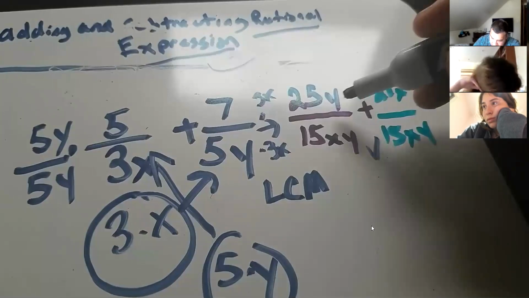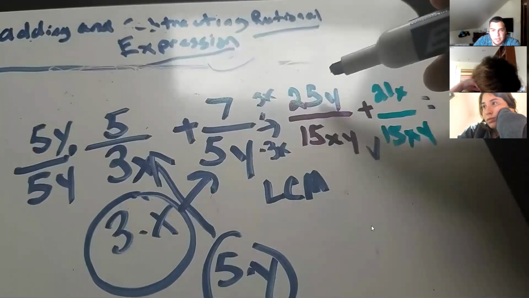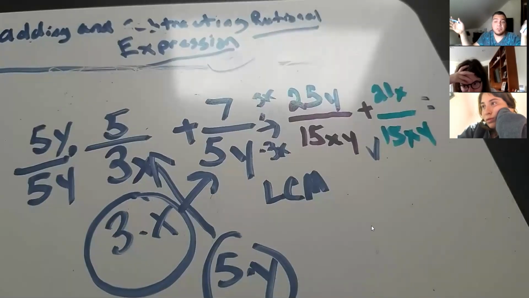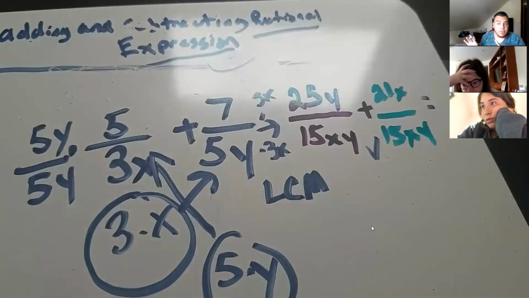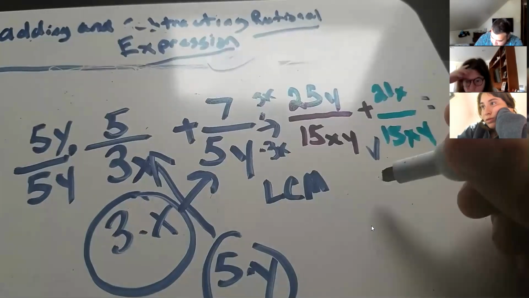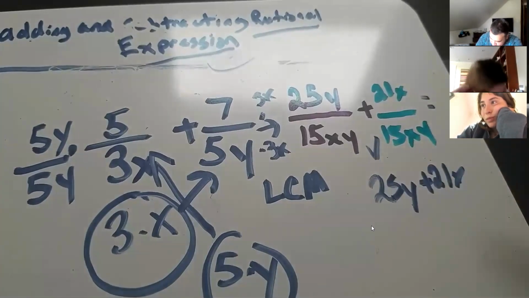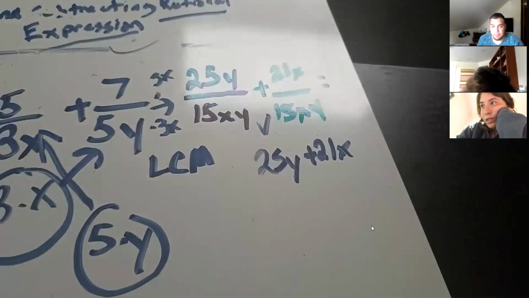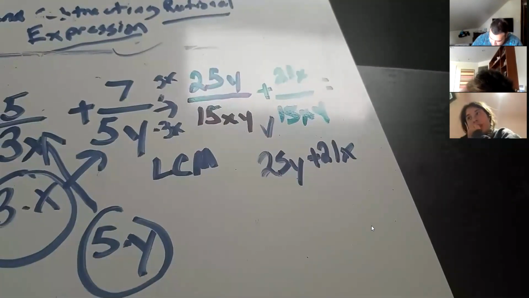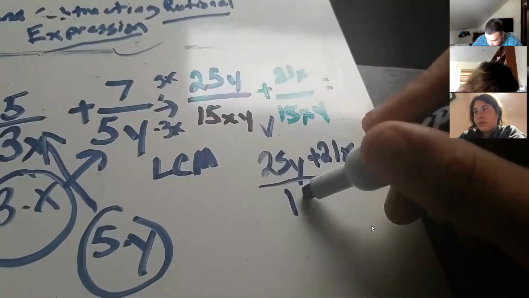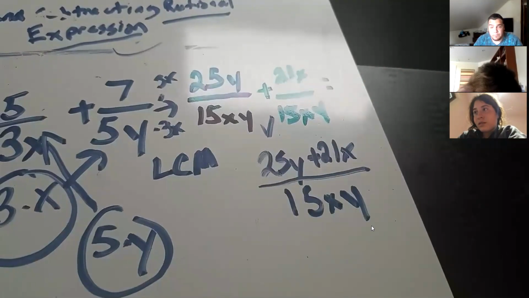Now the top, we're going to add and subtract, but one is 25y and the other one's 21x. Those are not like terms. Because they're not like terms, we just put them next to each other. We can't combine them. Very important, it does not become 46xy. It's just 25y plus 21x. You can't actually make them any closer like that. You can't simplify that. But they're all over the same denominator, 15xy.